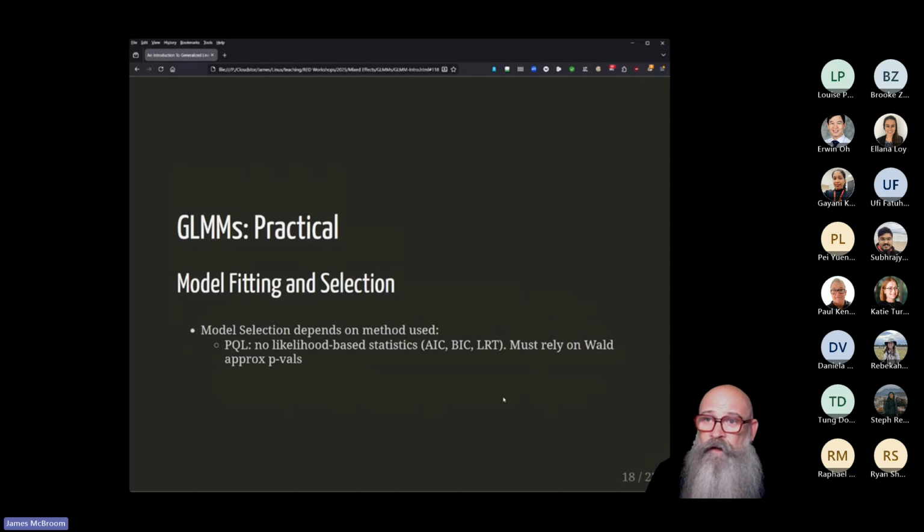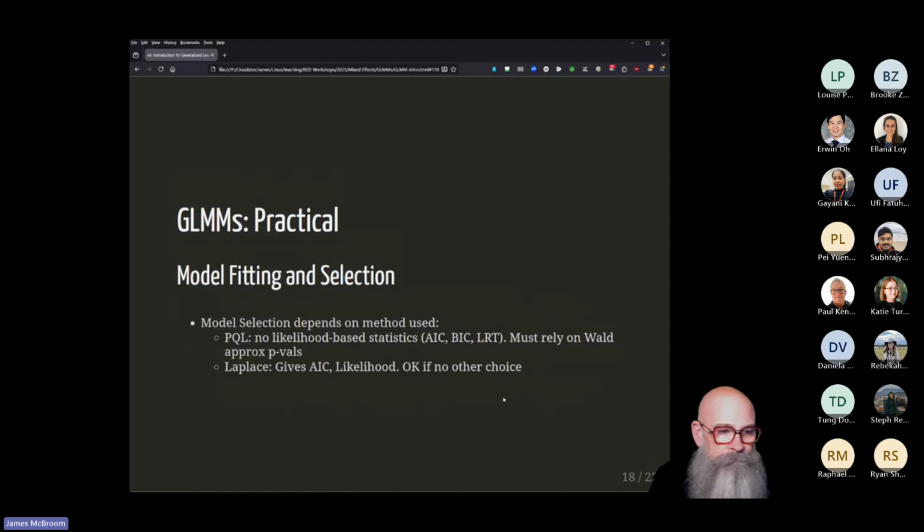So if you have a lot of covariates or a random effect structure that's relatively complicated and you intend to try to reduce that model by looking at it and using model selection tools like AIC or likelihood ratio tests, don't use PQL because you won't be able to do that with PQL. So use Laplace or something like that. Laplace will give you AIC, log likelihoods, DIC, BIC, etc.